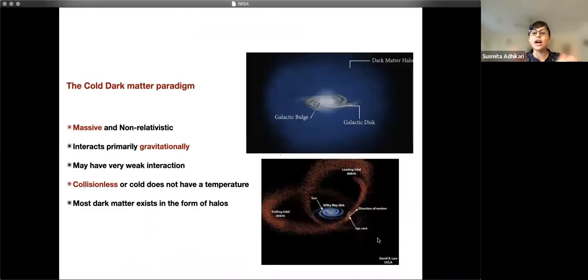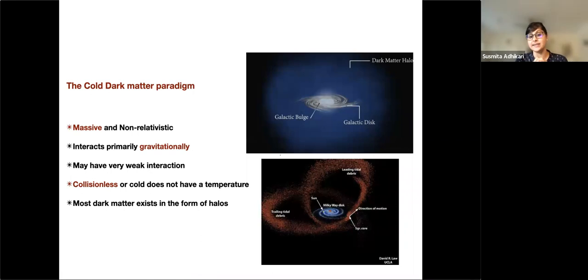Right. So today what we have is the cold dark matter paradigm. We think that dark matter is a massive particle which interacts gravitationally. So anything that is massive will interact gravitationally. We also think that it is non-relativistic and cold. And we think that apart from gravitation, it has no interaction, and in a sense, it is collisionless.